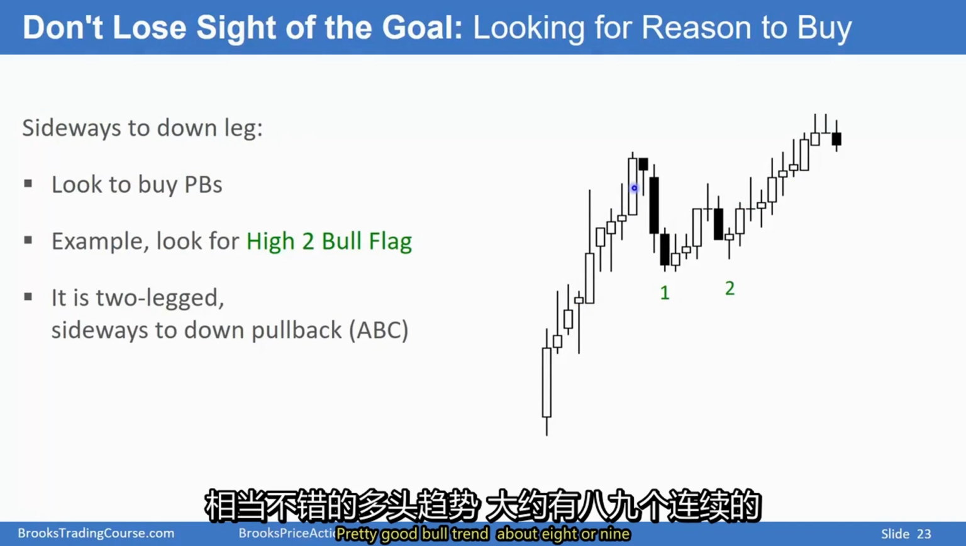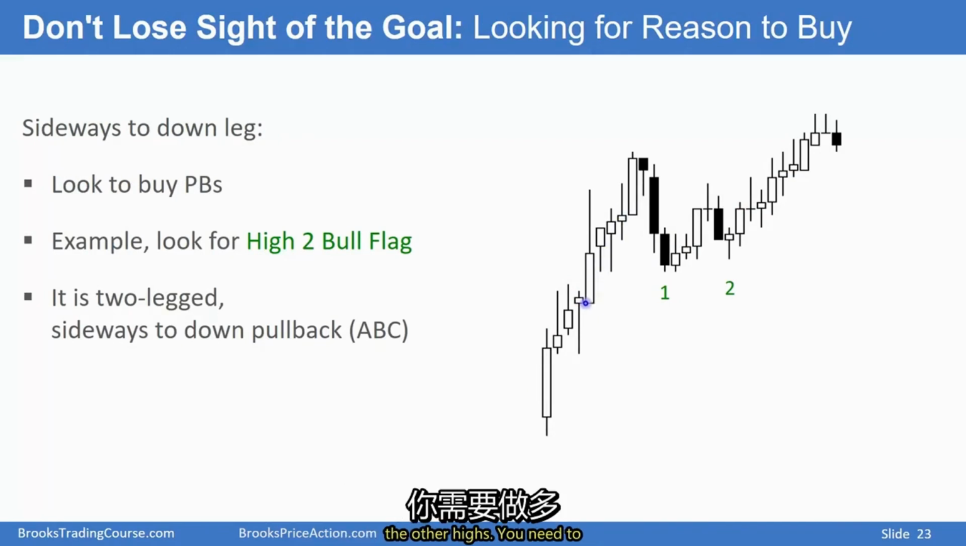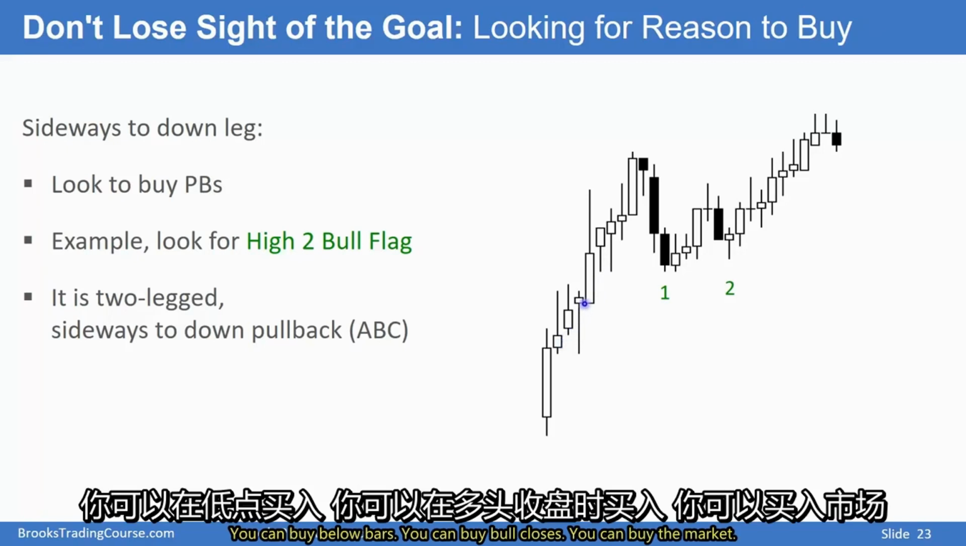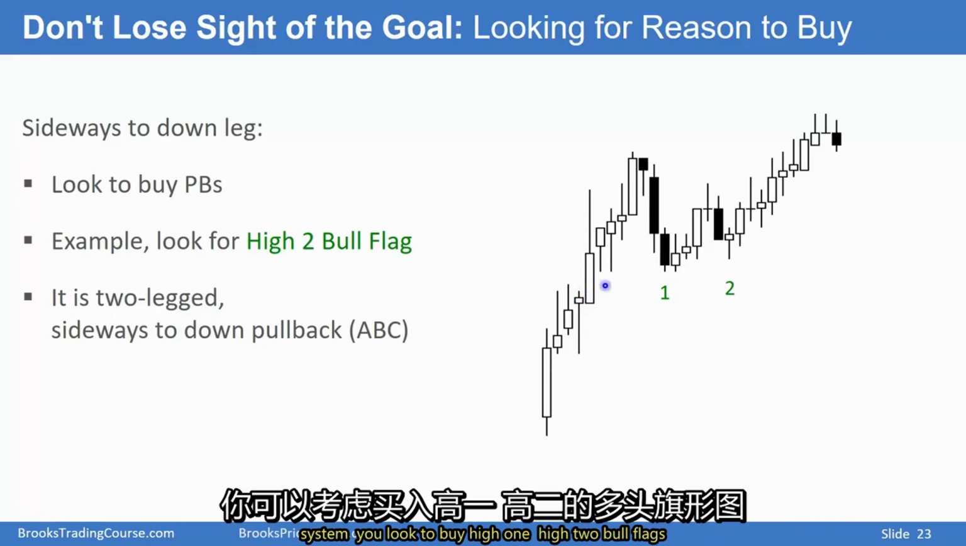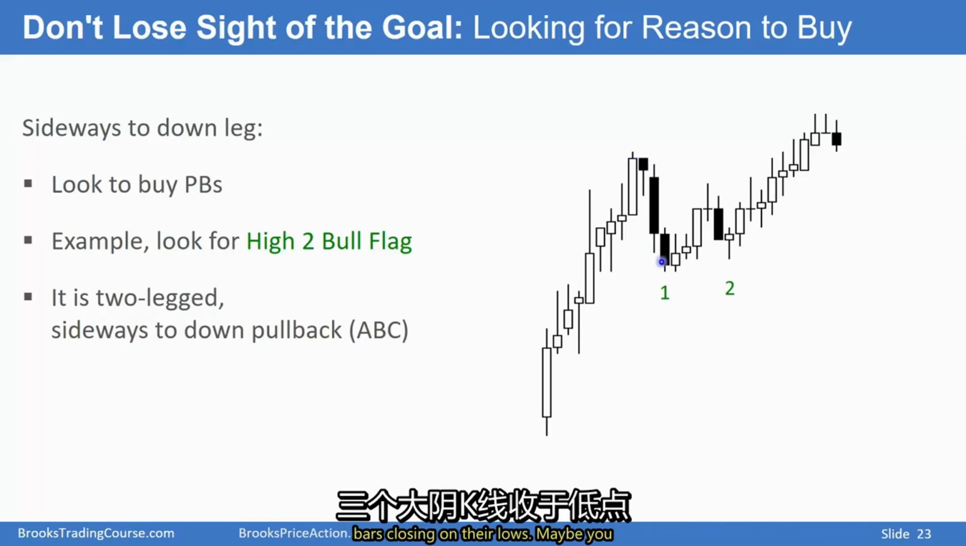Pretty good bull trend, about 8 or 9 consecutive bull bars, most of them closing near their highs. You need to get long. Many ways to get long. You can buy below bars, you can buy bull closes, you can buy the market. If you want an easy to learn system, you look to buy high 1, high 2 bull flags, high 3 bull flags. 3 big bear bars closing on their lows.